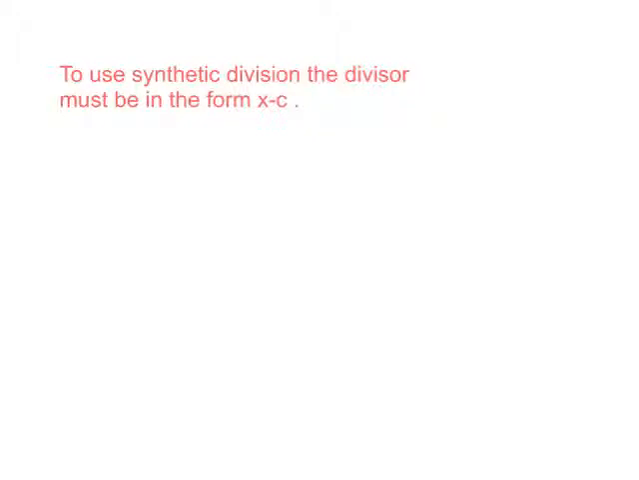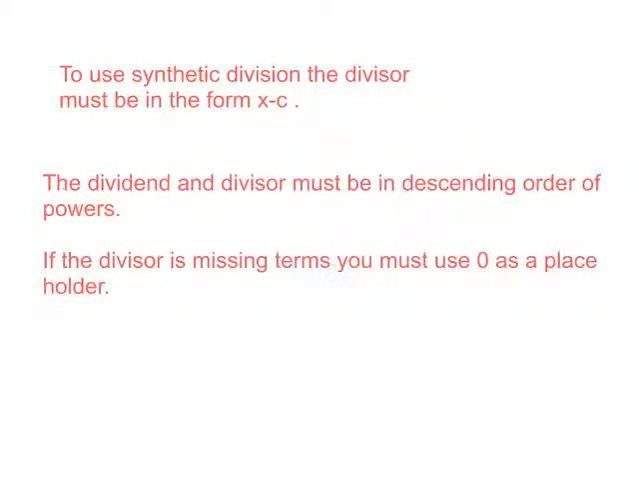To be able to use synthetic division, you have to have a divisor that's in the form x minus c. The x has to have a coefficient of positive 1, and it cannot have an exponent of anything besides 1. Two additional conditions that are not unique to synthetic division, but must be done anytime you're doing polynomial division, long division or synthetic form: the dividend and divisor must be in descending order of powers, and if the divisor is missing terms, you must use 0 as a placeholder. I'll show you what it means to be missing terms in just a second when we start a problem.